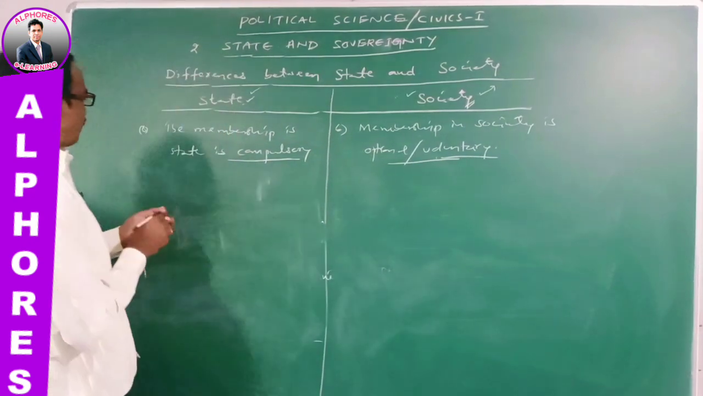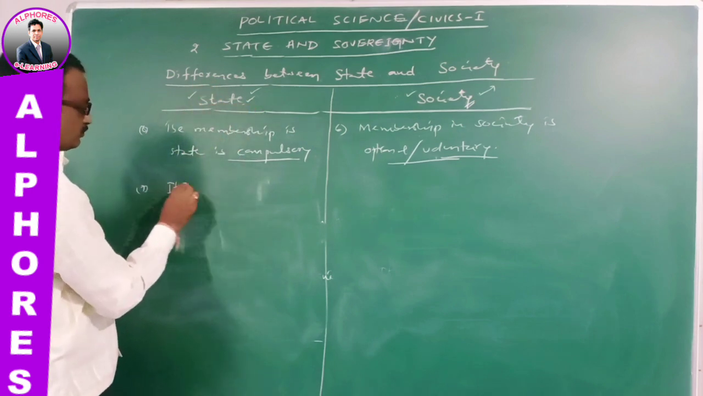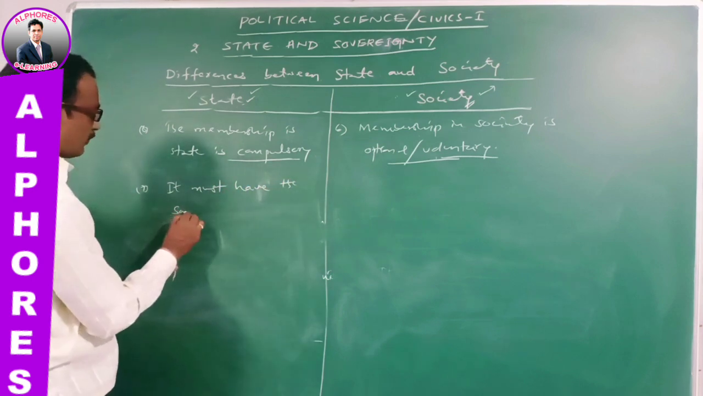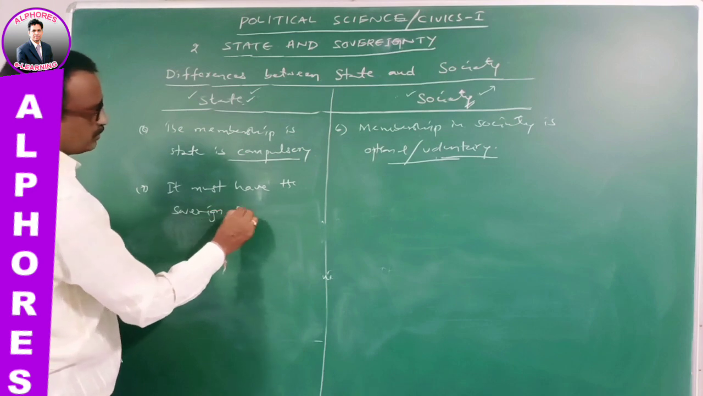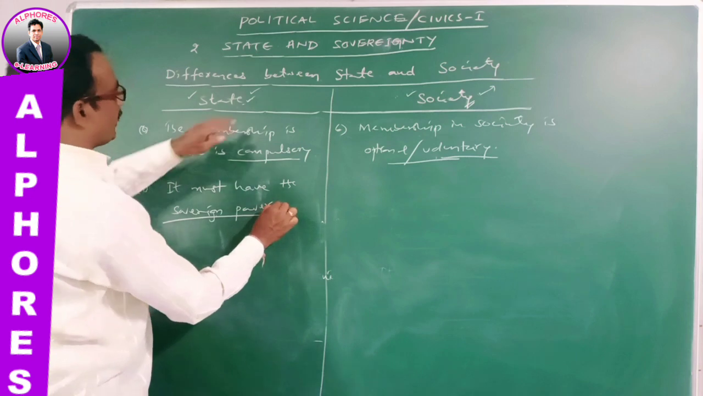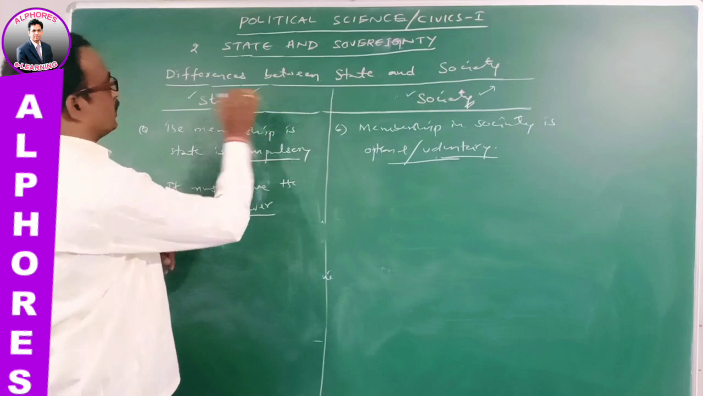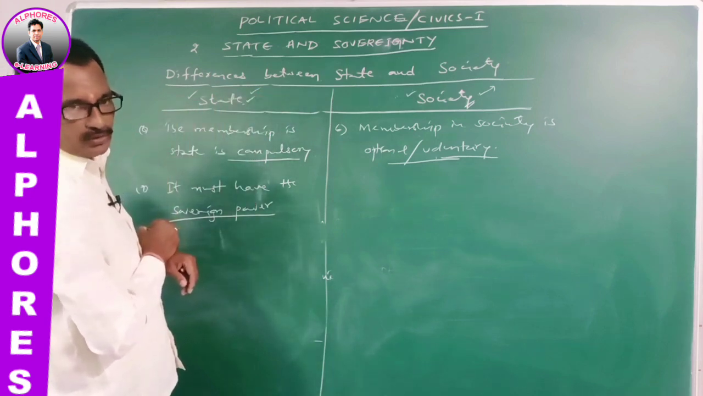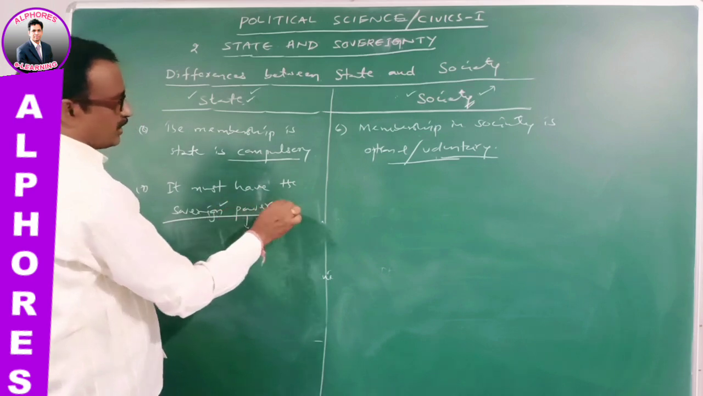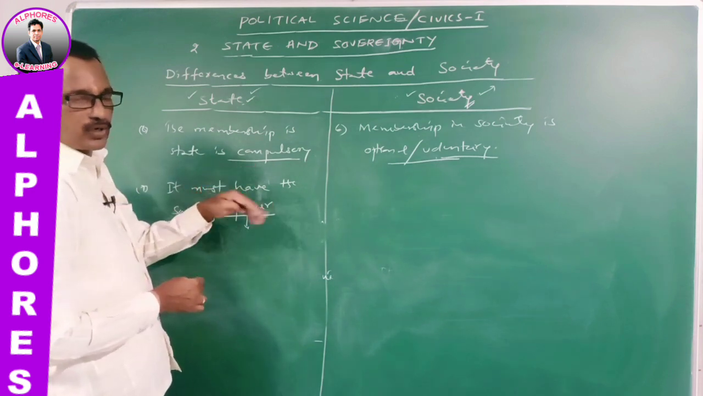Then one more difference. The state must have the sovereign power, that is sovereignty. So sovereign power is the soul of the state. Without sovereign power there is no state. By using its sovereign power, it will formulate and implement the laws of the state through its organization, that is government.